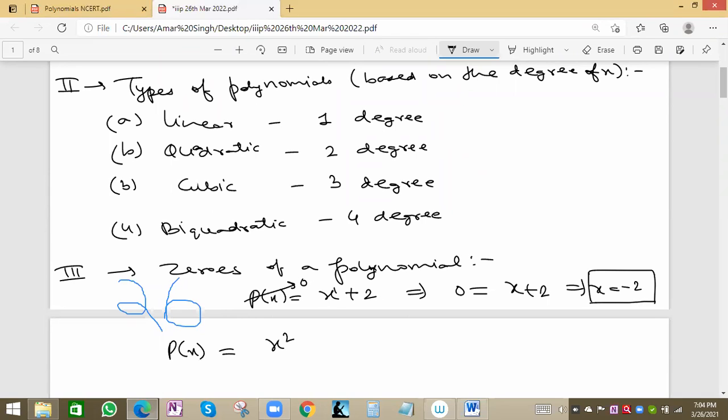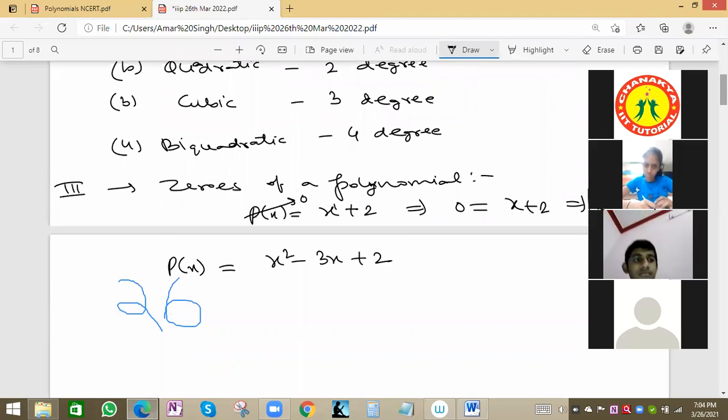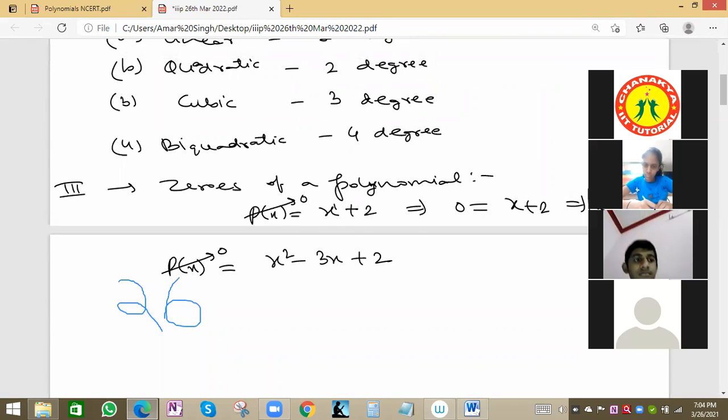One more last case. Suppose p(x) is x square minus 3x plus 2. In this case, how many zeros do we have to find? Zeros of a polynomial means p(x) is 0, and for what value of x will p(x) be 0? So we can write 0 is equal to x square minus 3x plus 2.